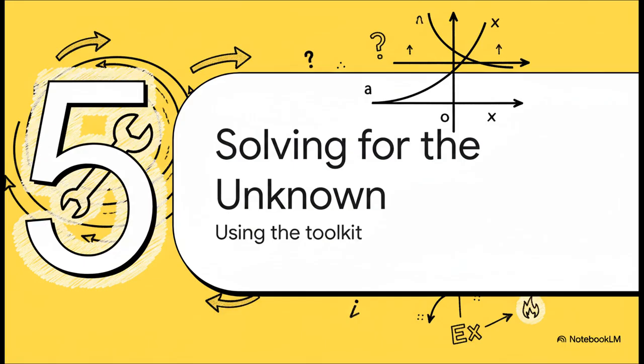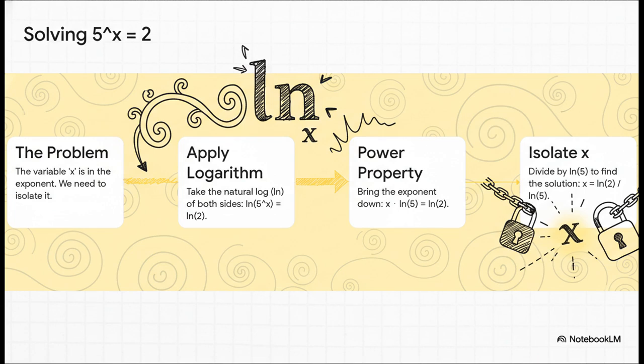So now that we have this inverse tool, now that we have the logarithm, we can finally put it to work. We can finally solve for that variable when it's trapped up in the exponent. Let's just walk through this example from the source material. We've got 5 to the power of x equals 2. How do we get that x by itself? Easy. We take the natural log of both sides of the equation.